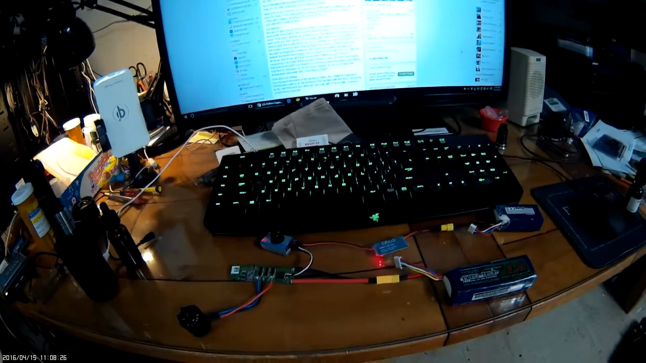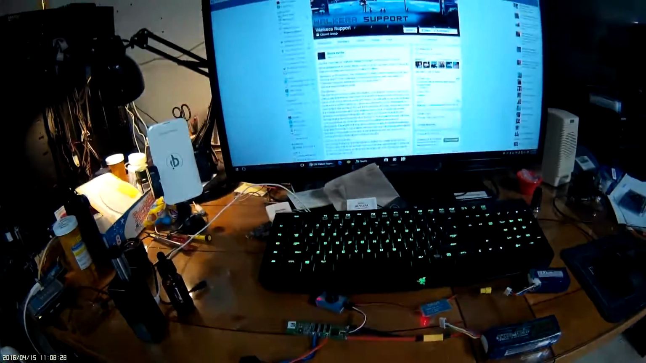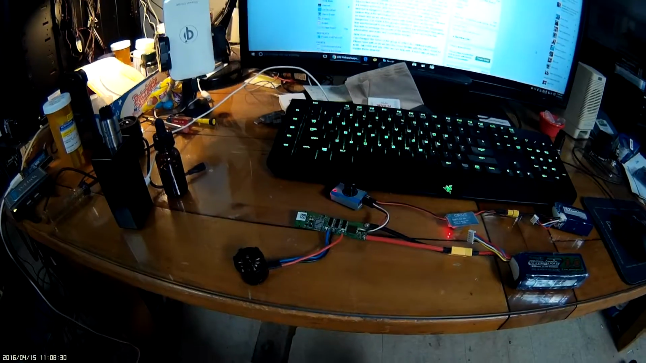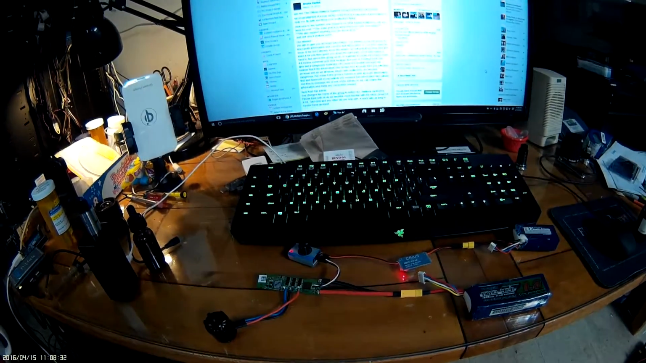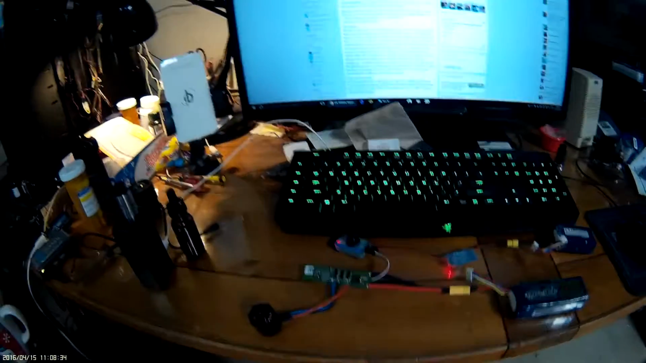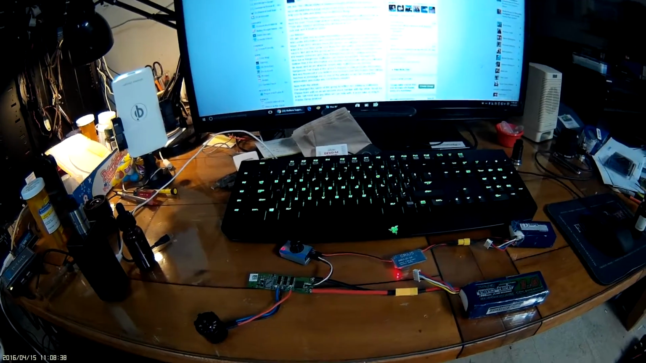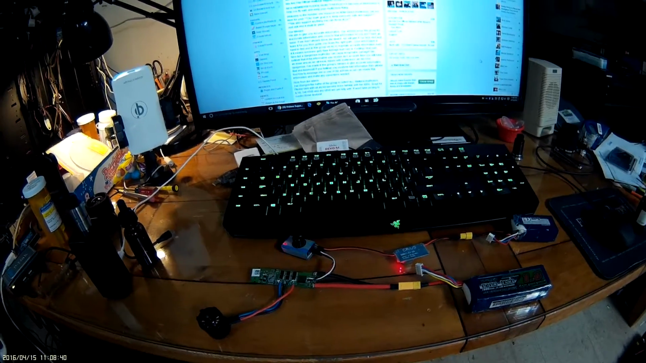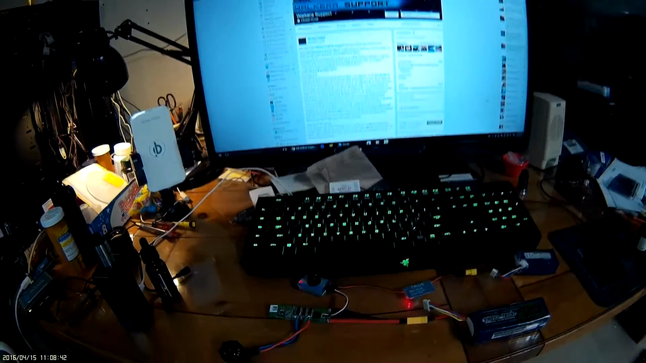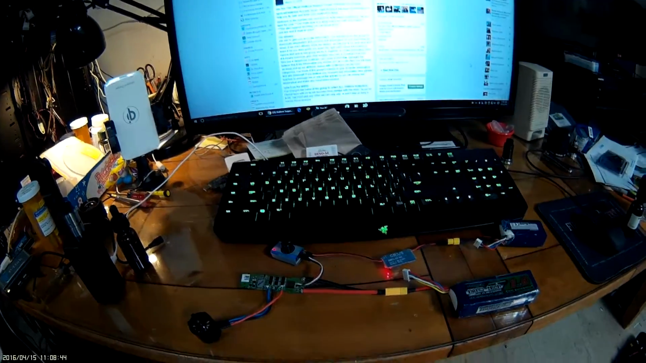The only thing I can think that will not handle 4S are the stock motors, because everybody knows that they get extremely hot on 3S at a hover. You land and they'll damn near burn your finger. So if we run them on 4S, they're just going to smoke. So the motors are going to be your only thing in that system that's not 4S capable.